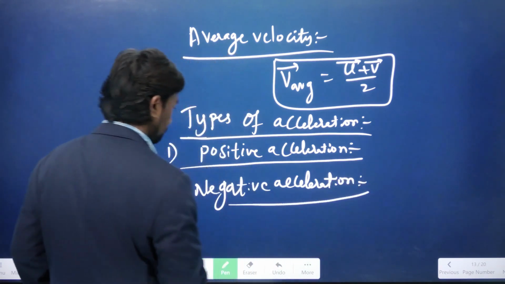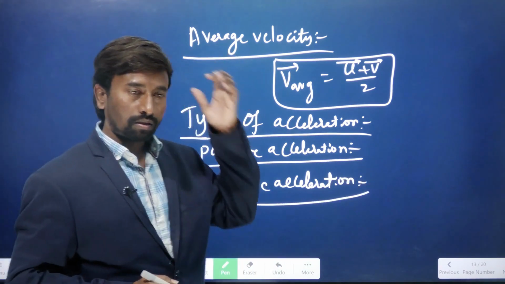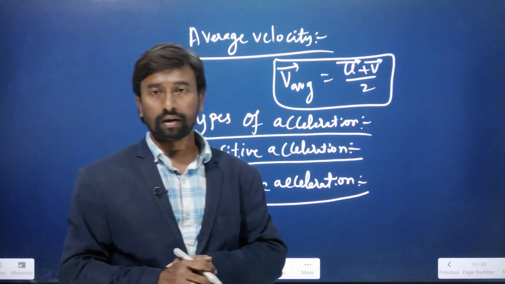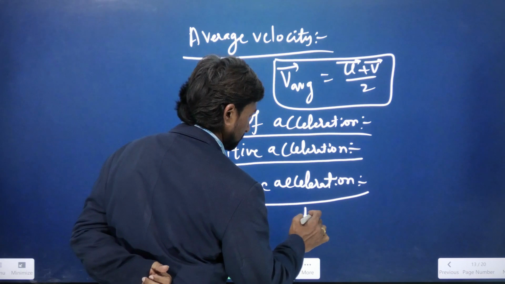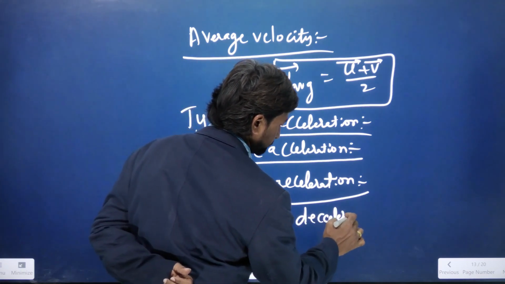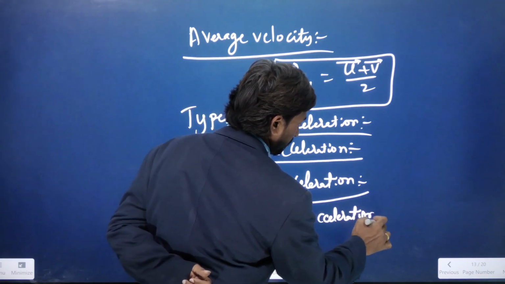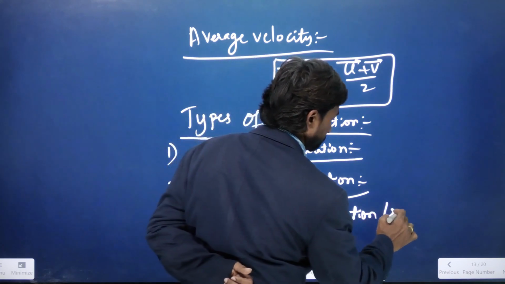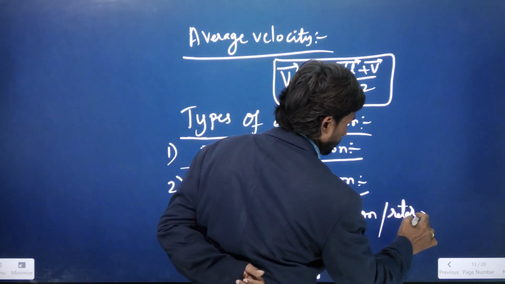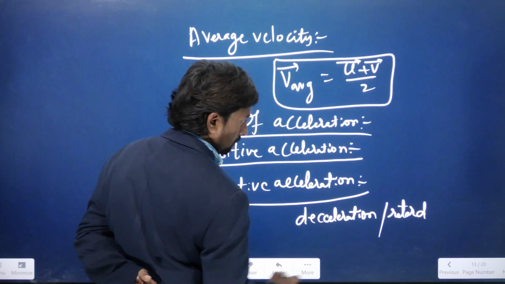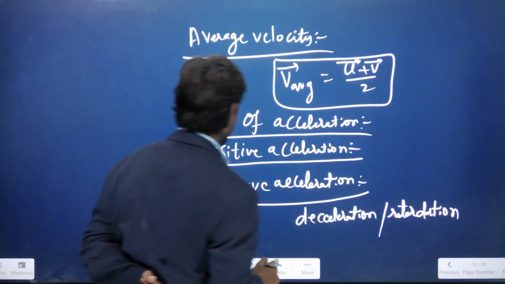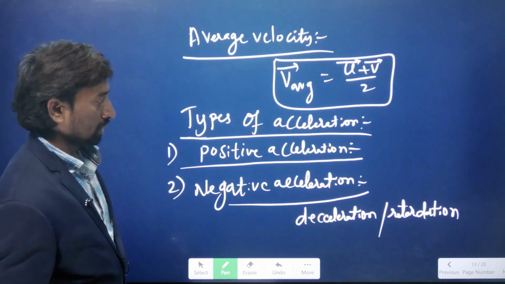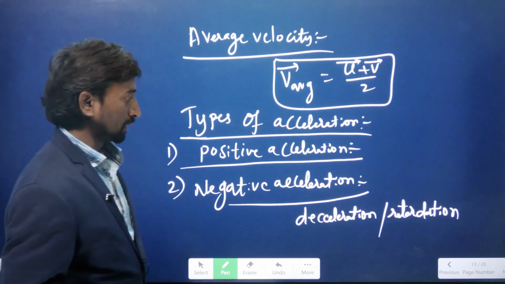So if the velocity of the body decreases, then that acceleration is said to be negative acceleration, also called deceleration or retardation. Retardation or deceleration is nothing but the negative of acceleration. Negative acceleration is called deceleration or retardation. Okay.